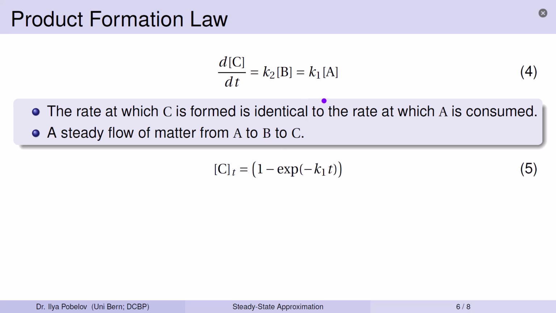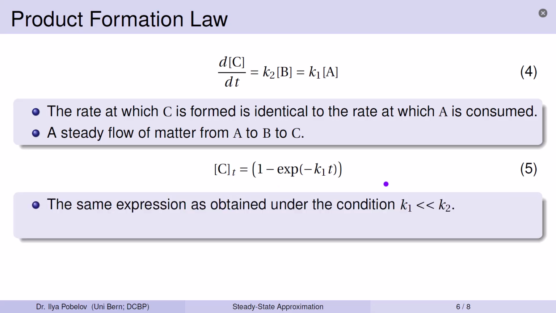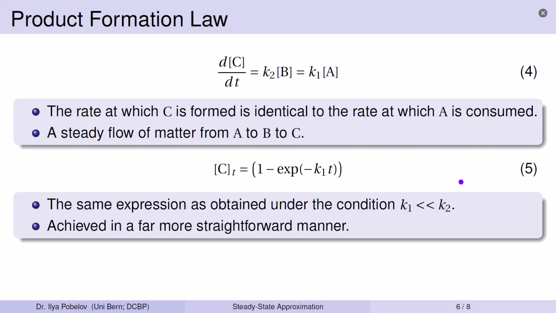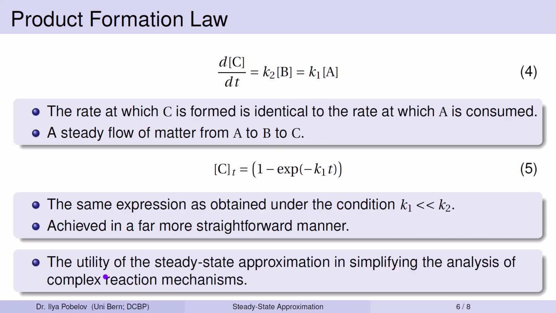The solution of this equation is particularly insightful. It demonstrates that the concentration of C over time is governed by the same expression we have obtained for this reaction mechanism under the condition where k1 is much smaller than k2, but achieved in a far more straightforward manner. This highlights the utility of the steady-state approximation in simplifying the analysis of complex reaction mechanisms.